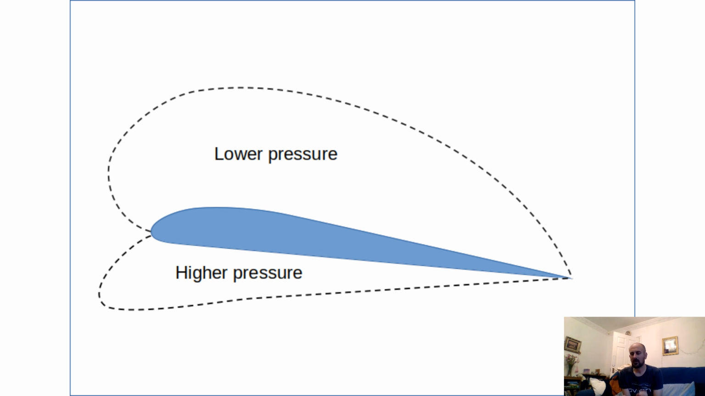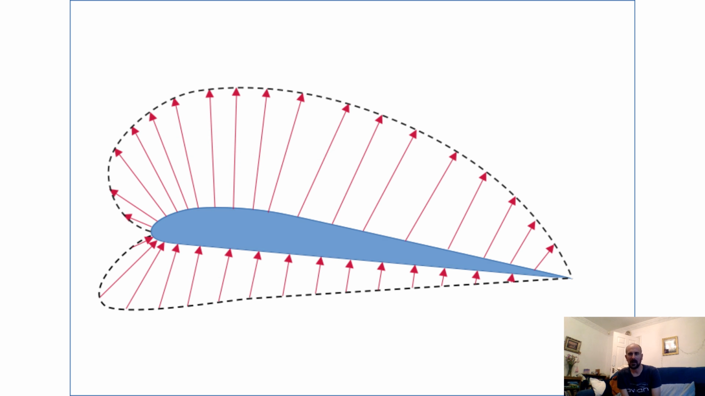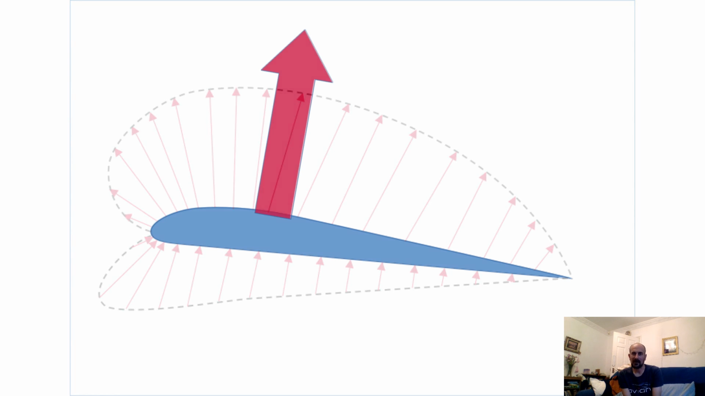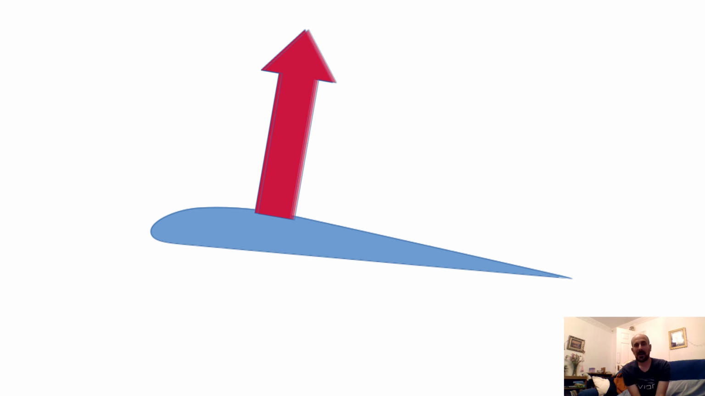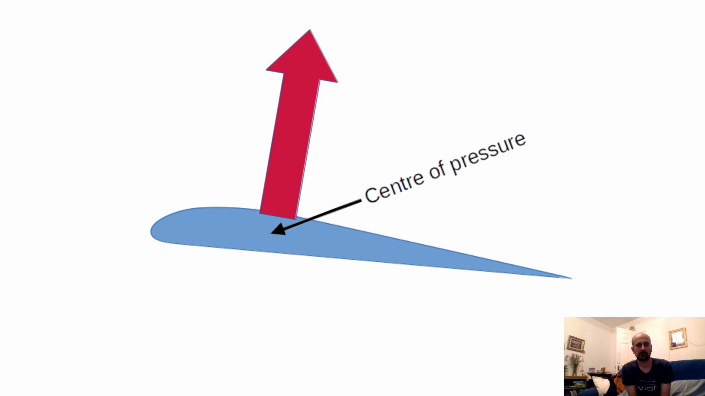So you can kind of think of it like every tiny little piece of that wing is generating a little bit of force. And when you add up all of those tiny forces all together, then you get the overall force that the wing's generating, which is up, the lift, and also angled back a little bit as well, which is the drag component. The point that red arrow is acting through on the wing is what we call the centre of pressure of the wing.